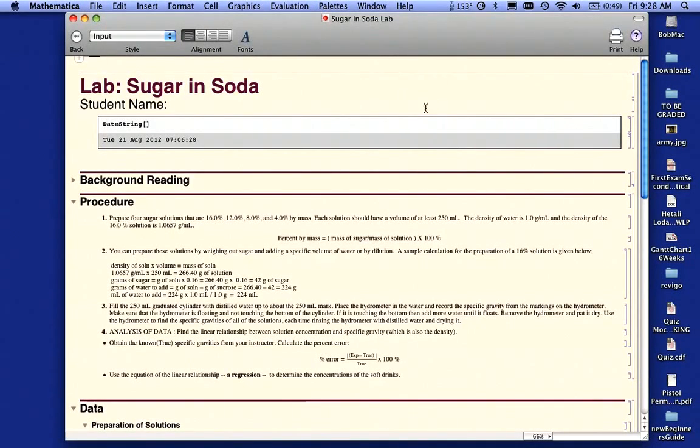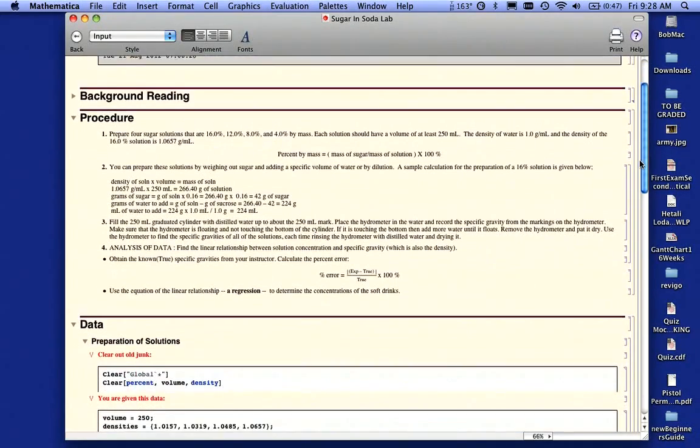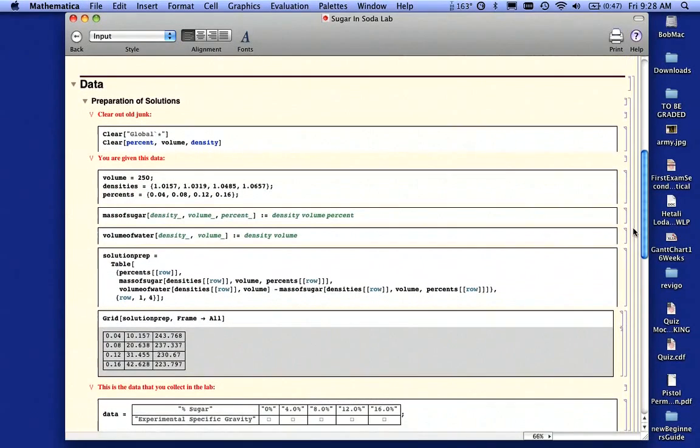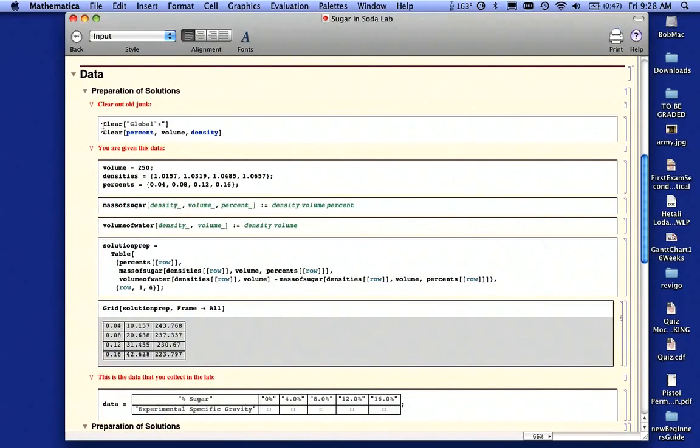Hello, this is a podcast to help you do some of the calculations for your sugar and soda lab using Mathematica. I'm going to skip on down here to the data. What we're doing here is we're cleaning out old variables just in case they're still there. Then what we're doing here is we're giving you some data.